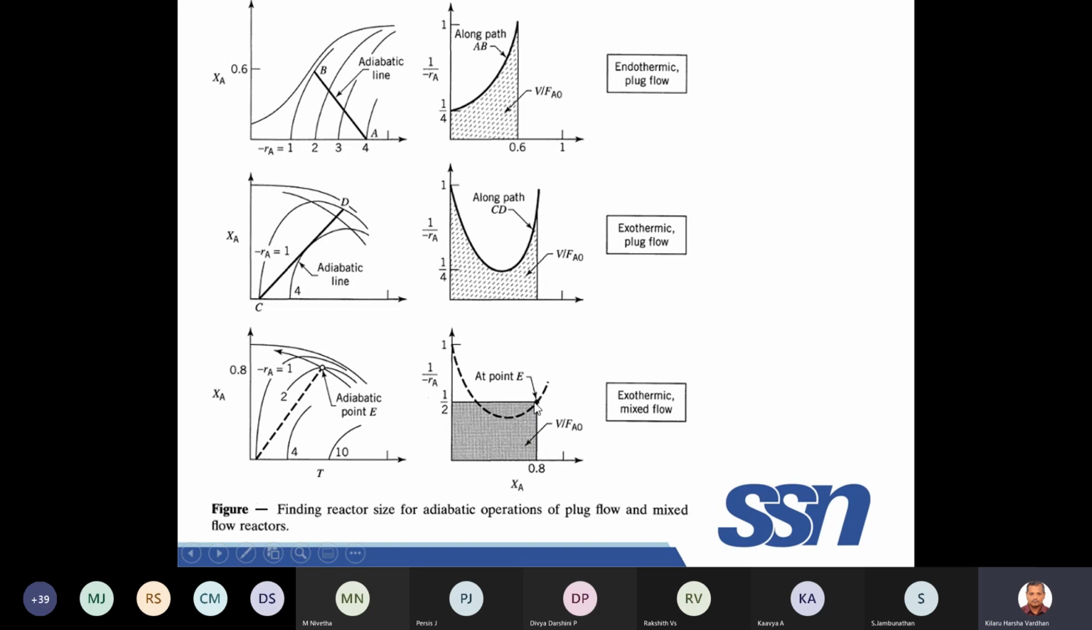In the MFR, you will have only one rate. That rate is nothing but the rate at that particular concentration. The concentration inside is equal to the outside. Therefore, you get only one rate. That is why you go for an area of a rectangle. That is the main concept.